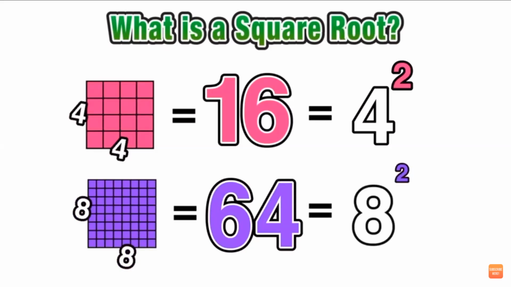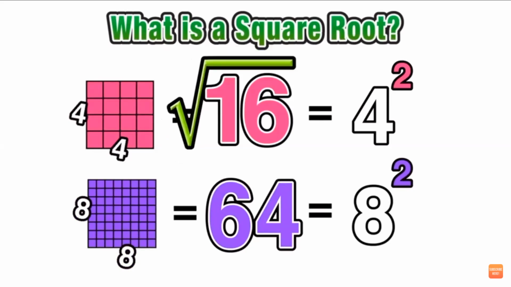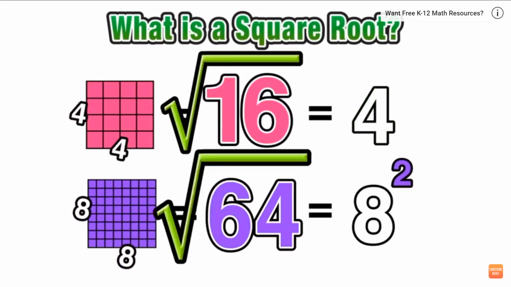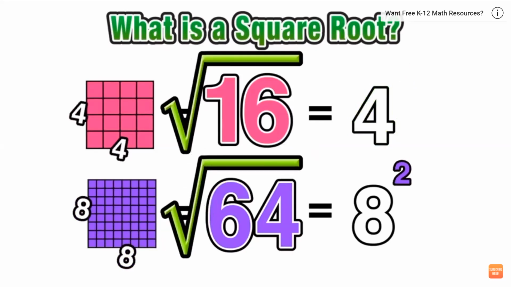Notice again that 4 and 8 are both whole numbers. Now if we take the square root of 16, our result is 4. And if we take the square root of 64, our result is 8. So the most important thing to take away from this lesson is that relationship between a perfect square and its square root. And now we can explore that relationship a little bit more.